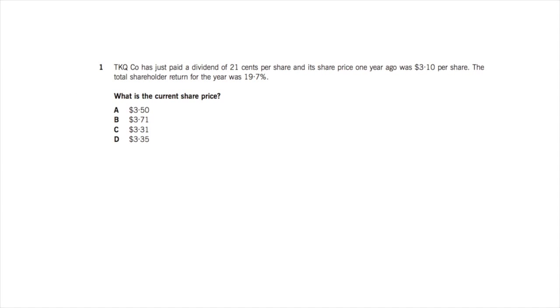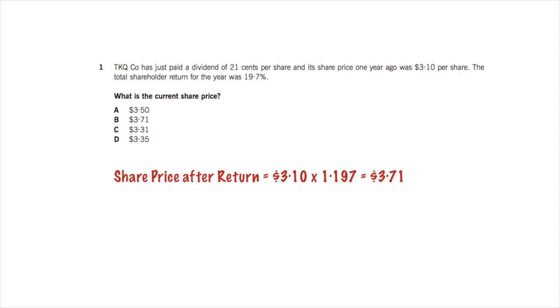So the dividend has just been paid of 21 cents per share. Share price 1 year ago was $3.10 and the total shareholder return 19.7%. What is the current share price? Well, we know that the total shareholder return is 19.7%. So if the share price was $3.10 1 year ago, add 19.7% on and you get $3.71.